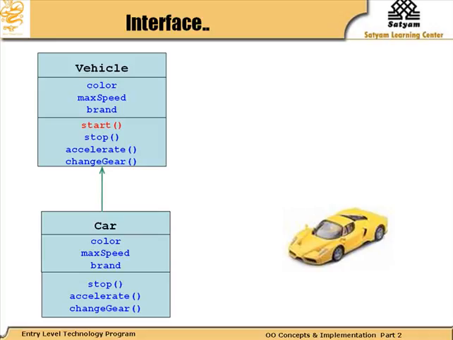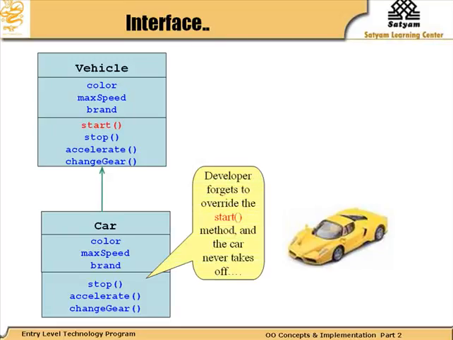Assume the developer has forgotten to override the start method of the class car. As a result, the car does not start. The class vehicle has only provided a generic behavior of how to start a vehicle. But then the car has a specific way to start. This results in a bug. Developer forgets to override the start method and the car never starts off.